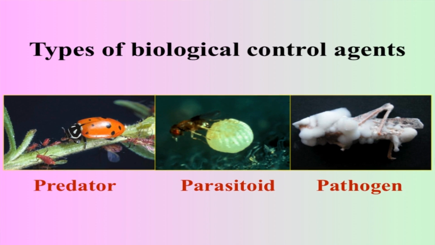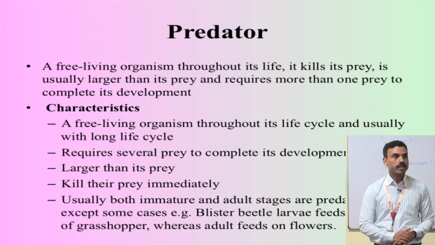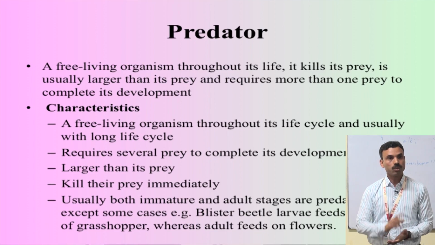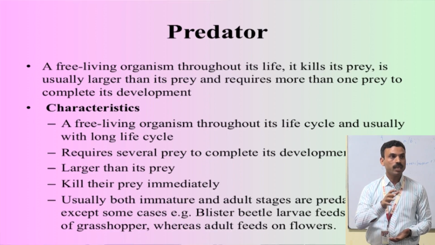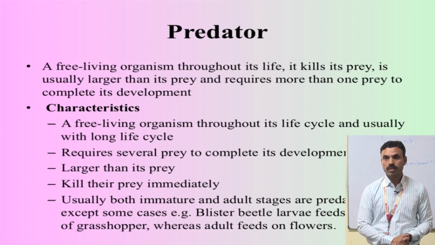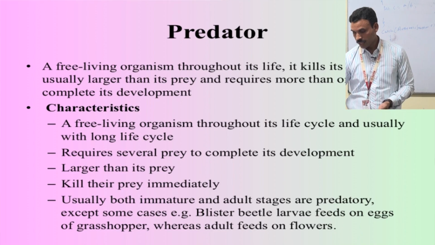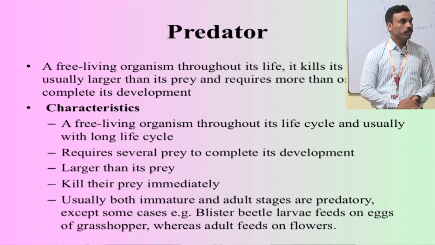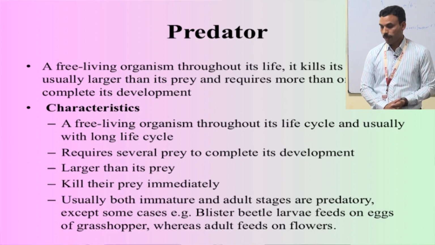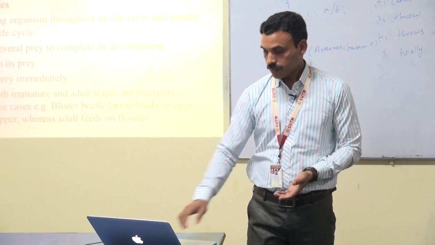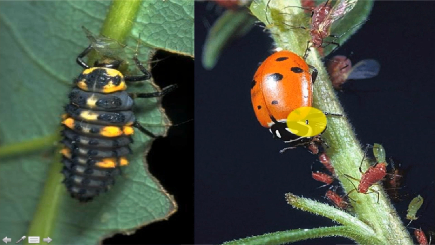Now, the types of biological control agents we see are predator, parasitoid and pathogens. In the case of predators, they are free living organisms throughout their life, and they are much bigger compared to the host, and in their own one life cycle, they devour many individuals of the host insect. In these predators, the immature as well as adult stages both attack, or devour, the larvae. Here you can see a ladybird beetle, one adult and another the immature nymphal stage. They are devouring the aphids.